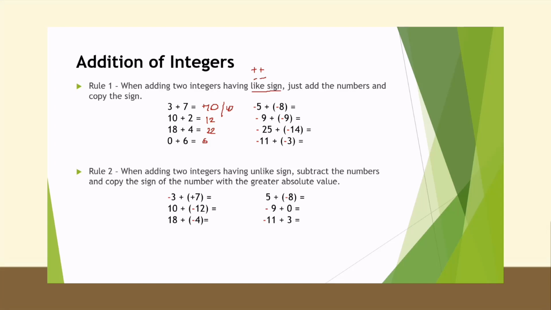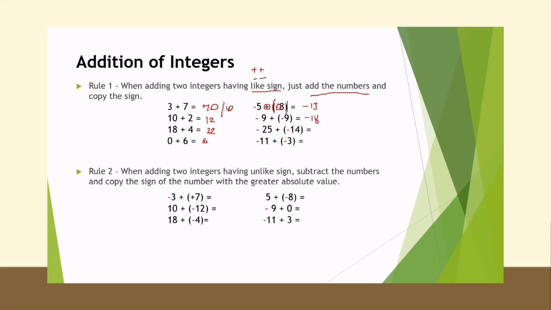So, as you can see, we use parentheses to separate the negative sign from the operation. Okay. So, negative 5 plus negative 8, the same sign. Copy the sign. Then, add the numbers. So, we have 8 plus 5 equals 13. Next, negative 9 plus negative 9 is the same sign also. So, negative. Copy the sign. And then, add the numbers. We have 9 plus 9 equals 18.